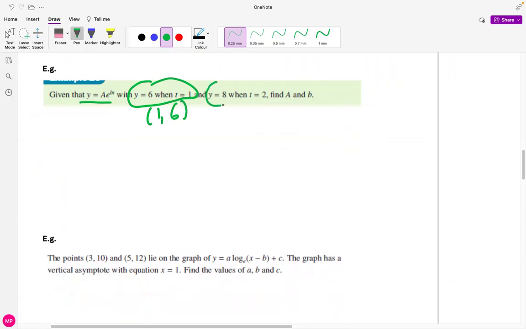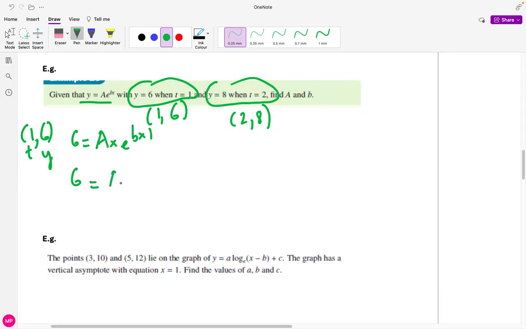Same thing here, y equal 8 and t equal 2. 2 comes first, 8 comes later. So I sub it in, okay? Let's do (1, 6). If I do 1 and 6, I sub t for 1, y for 6. I have 6 equal a times a to the power of b times 1, which is 6 equal a times a to the power of b.